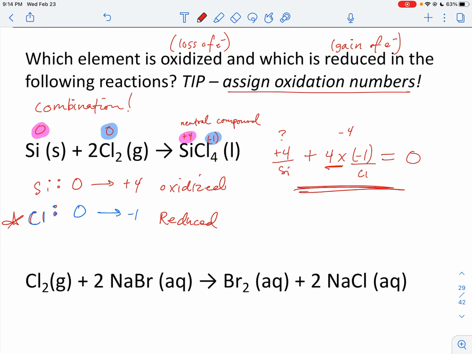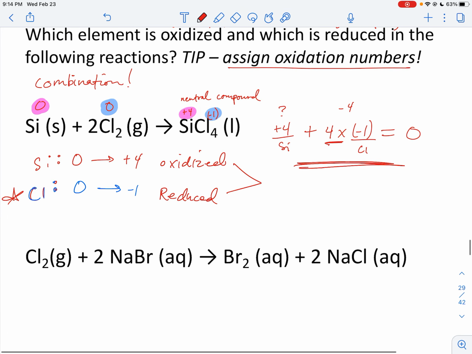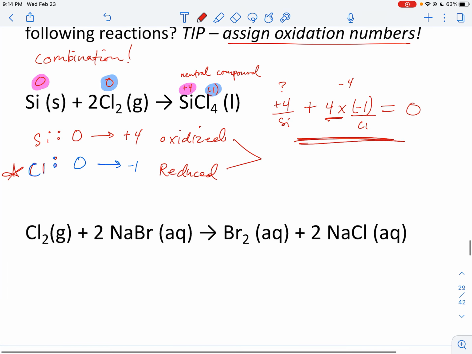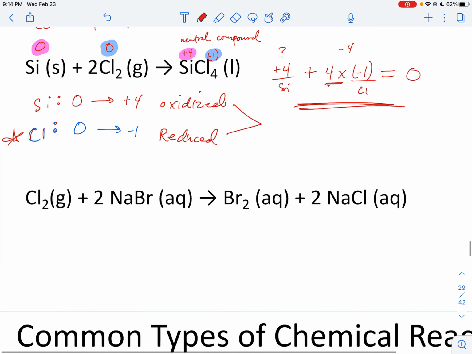You will always have both, something being reduced and something being oxidized. In fact, you can't have one without the other. If electrons are being given away, they have to be picked up by somebody. Okay, so these always flow in tandem. You'll never have one without the other. Okay, I hope that's helpful.